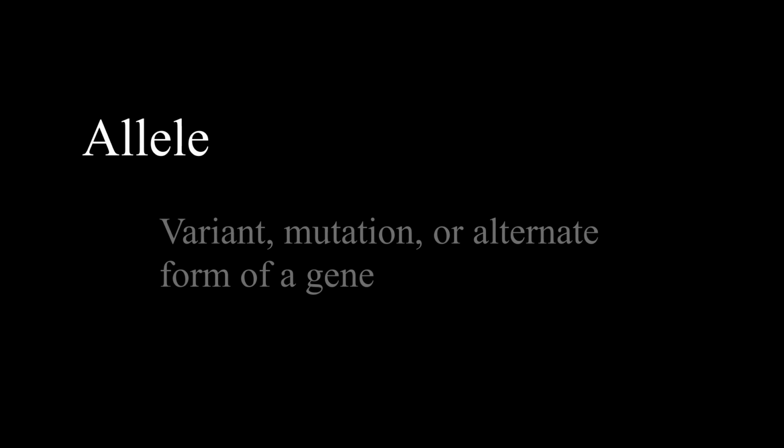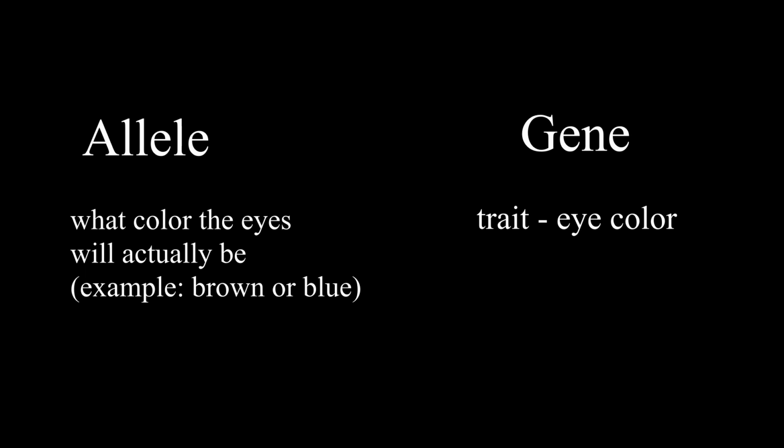An allele is basically a variant or alternate form of a gene. So the difference between an allele and a gene is that while a gene specifies a trait, an allele specifies what form that gene will take. Eye color, for example. A gene would specify the trait, which would be eye color, and an allele would specify what color the eye will actually be, whether brown or blue.